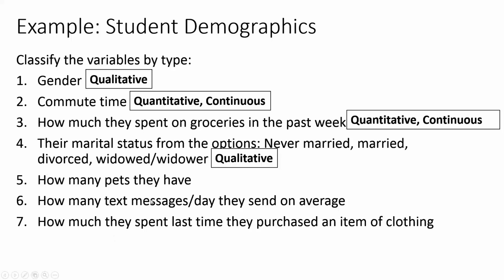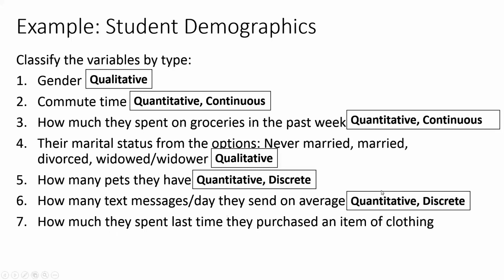If you look at how many pets people have, well, when you talk to someone about how many pets you have, you're never going to claim like 2.376 pets. You're always going to claim none or 1 or 2 or 3 or more. So because it's numerical, it's quantitative, but because you would only ever pick integer values, that would be a quantitative discrete random variable. With text messages per day, you also can't send partial text messages, so that would be another example of a discrete quantitative variable. And then the last one, how much did you spend on an item of clothing? Well, again, that's measuring money, so that's something we think of as continuous.